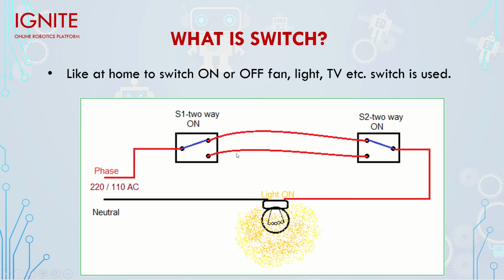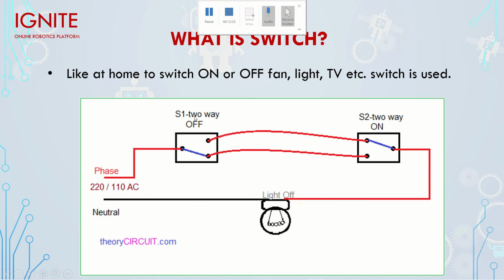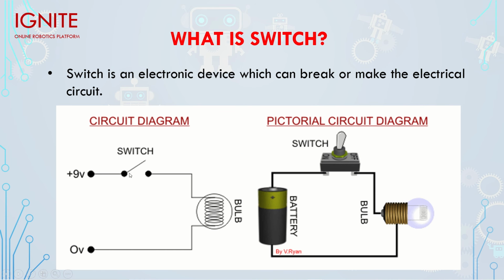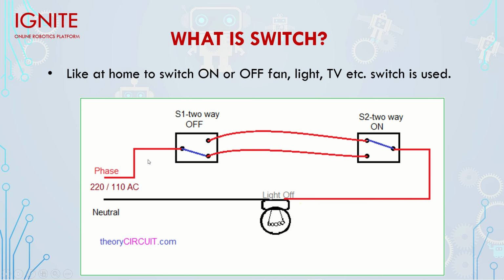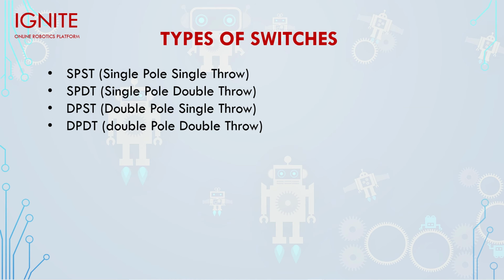There are different types of switches, according to the application. Here you can see one type of switch, and here you can see a different type. How many types of switches are there? There are four types of switches available in the market. The first type is SPST, single pole single throw. The second is SPDT, single pole double throw. The third is DPST, double pole single throw. And the fourth is DPDT, double pole double throw. In this way we have four types of switches.